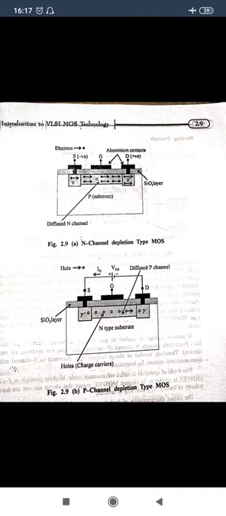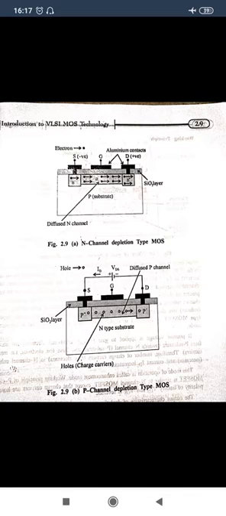So in depletion type of MOSFET we have basically a difference from the enhancement type of MOSFET. The first major difference: in the enhancement type of MOSFET, no channel physically exists between the drain and source. But in the depletion type of MOSFET, a channel exists, called the inversion channel, between the drain and source underneath the gate terminal, over the substrate.